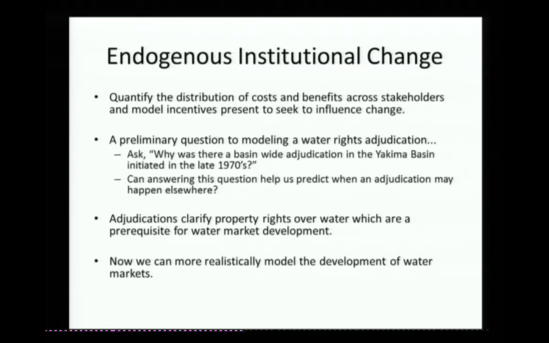What's a specific case? Well, there was a basin-wide adjudication in the Yakima that began in the late 1970s. So rather than use that as motivation to say, well, let's model an adjudication happening in this basin, we want to step back and ask the question, well, why was there a basin-wide adjudication in the Yakima Basin? What was the cost? What changed? How were the costs of water scarcity borne across junior rights holders, senior rights holders, interruptible rights holders? What was the scenario that led to this legal action?